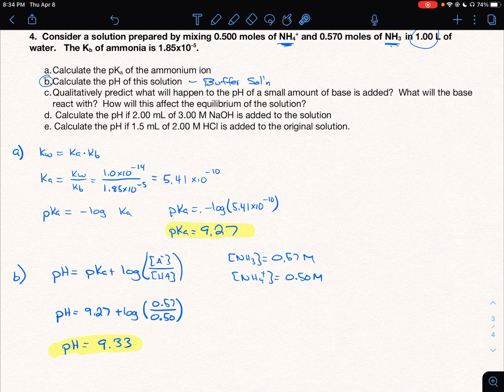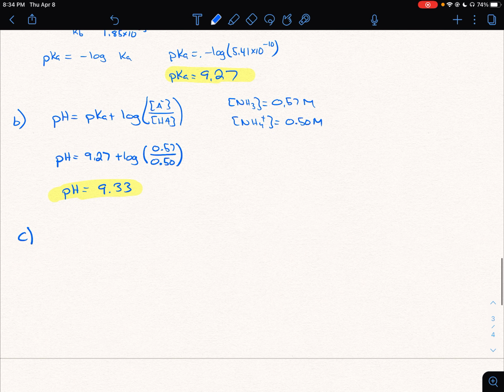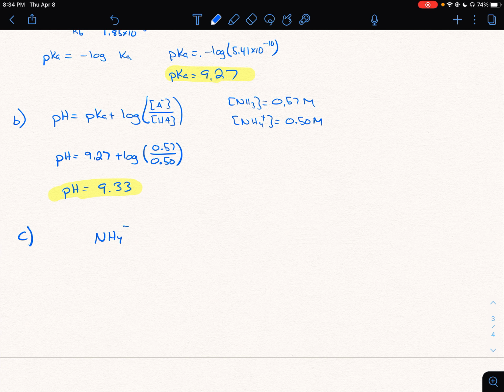Now, come up to part C, and we're told, predict what will happen to the pH if a small amount of base is added. What will the base react with, and how will this affect the equilibrium of the solution? So for part C, we're asked to explain. I'm going to start off by writing our equation of our buffer. Recall that when we think about a buffer, we're always going to write it from the perspective of the weak acid. So weak acid plus water in equilibrium with weak conjugate base plus hydronium.